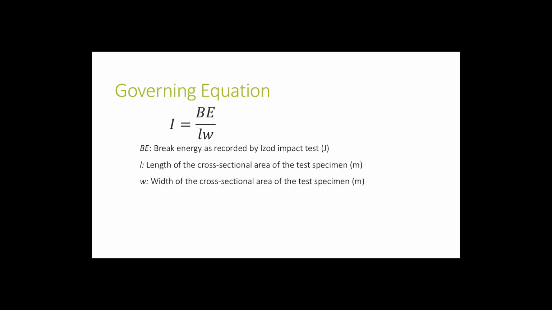The governing equation for this experiment was derived to show the relationship between break energy, as recorded by the IZOD impact test in joules, per length of the cross-sectional area of the test specimen in meters multiplied by the width of the cross-sectional area of the test specimen in meters.